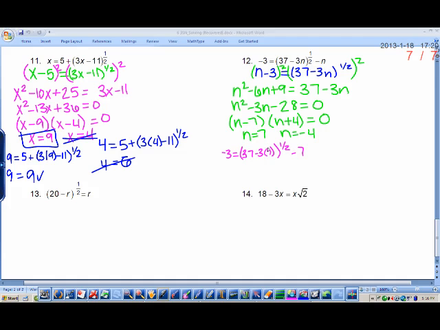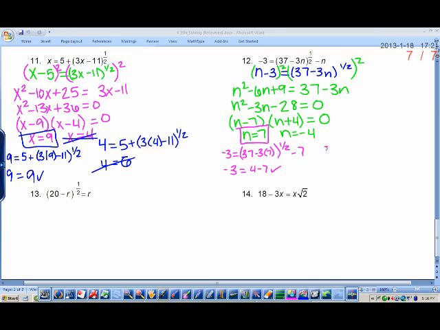All right, 3 times 7 is 21. 37 minus 21 would be 16. 16 to the 1/2 power is 4. So is negative 3 equal to 4 minus 7? It is. So n equals 7 is a solution.